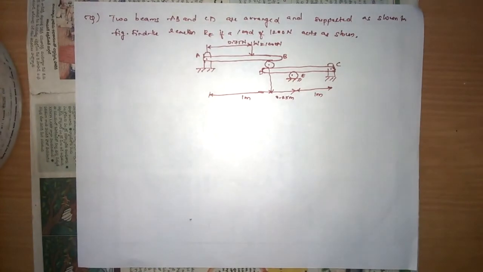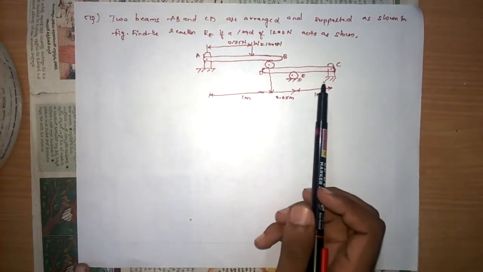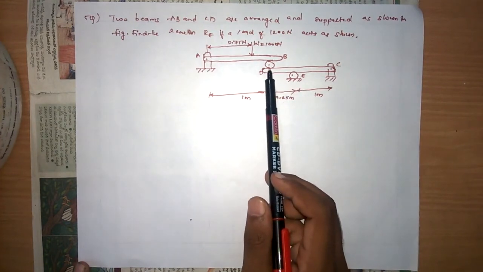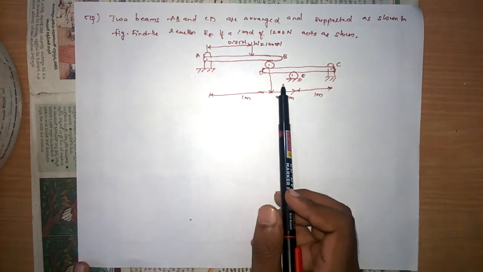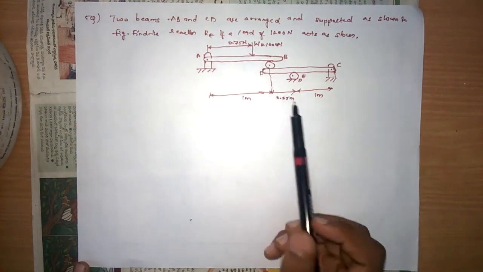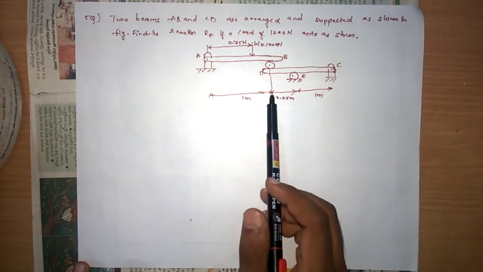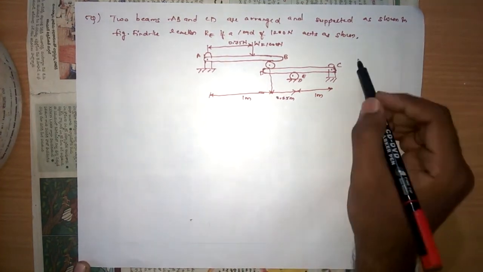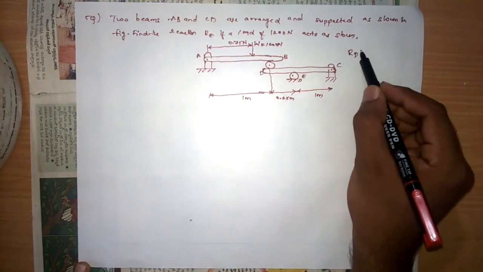Here we have a problem. Two beams AB and CD are arranged and supported as shown in the figure. Find the reaction RE if a load of 1200 newtons acts as shown. Here we have one hinge at A and the other hinge at C, and two roller supports, one at D and one at E. Solve this problem, take it as an assignment.